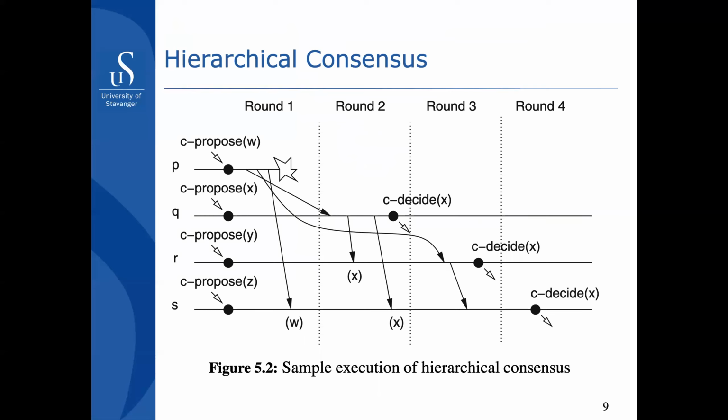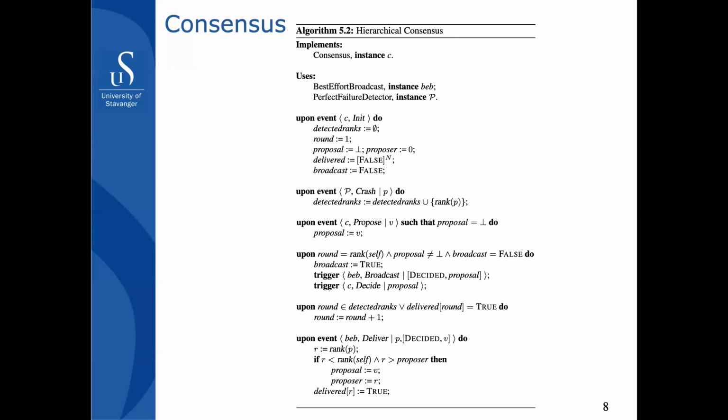So the sequence flow is here, and one more important step that I failed to mention is that each process can only decide once in each round. So only one process decides in each round.